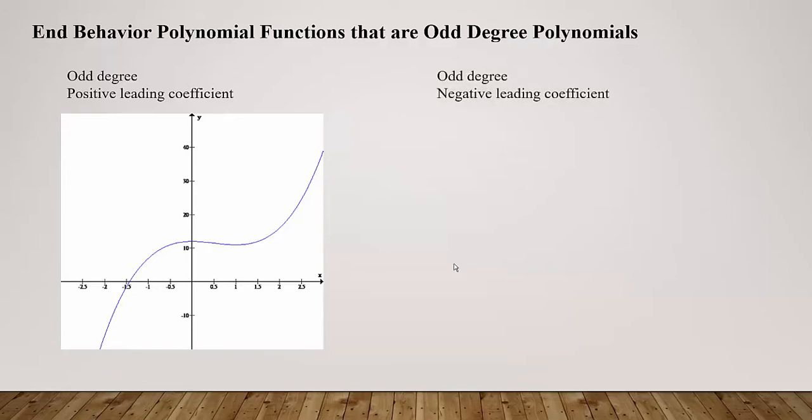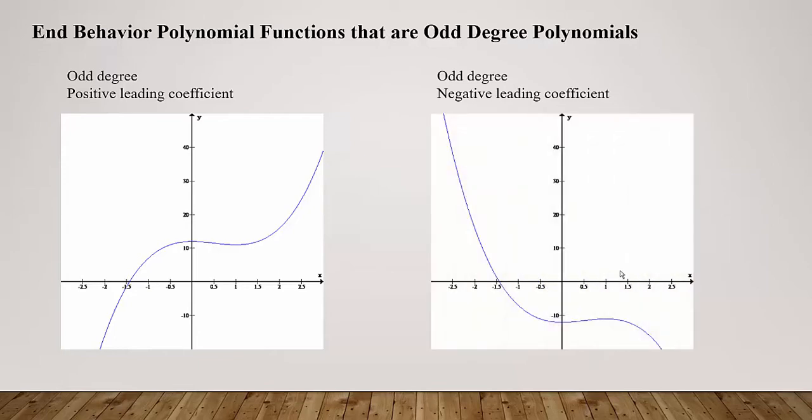If you have an odd degree polynomial and a negative leading coefficient, well, as x heads to infinity, the graph is shooting down. As x heads to negative infinity, the graph is shooting up. So it's the end behavior of polynomials that can tell us limits. So let's just practice something real quick.